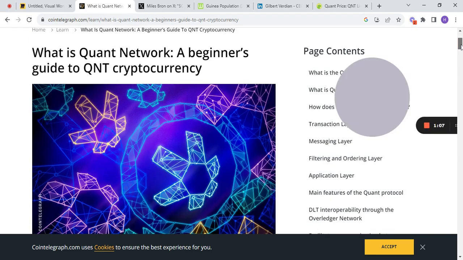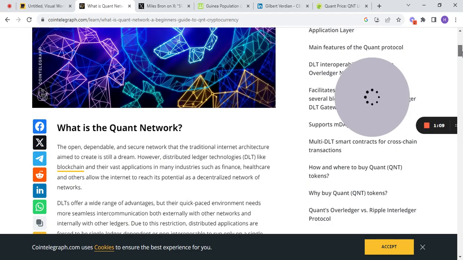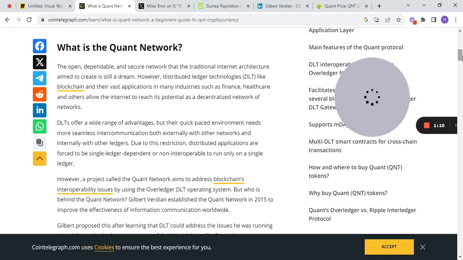So what is Quant Network? A beginner's guide to Quant crypto. The open, dependable, and secure network that the traditional internet architecture aimed to create is still a dream. However, distributed ledger technologies, DLT, like blockchain and their vast applications in many industries such as finance, healthcare, and others, allow the internet to reach its potential as a decentralized network of networks. DLTs offer a wide range of advantages, but their quick-paced environment needs more seamless intercommunication, both externally with other networks, and internally with other ledgers.